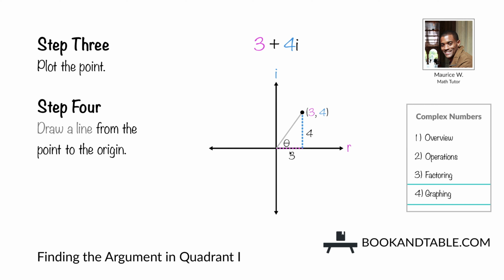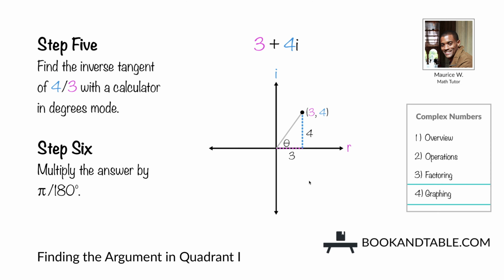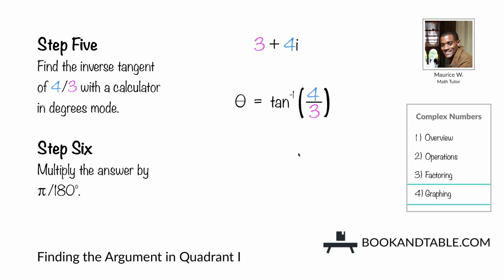So now that we have our right triangle, we know that the adjacent side to theta is 3, our real number. And the side opposite of theta is 4, the imaginary number. And with our right triangle, we can now use the inverse tangent of theta, which should be opposite over adjacent, or 4 over 3, to find out what theta is. So step 5, find the inverse tangent of 4 over 3 with a calculator in degrees mode. You plug that in, and you get theta is equal to 53 degrees.